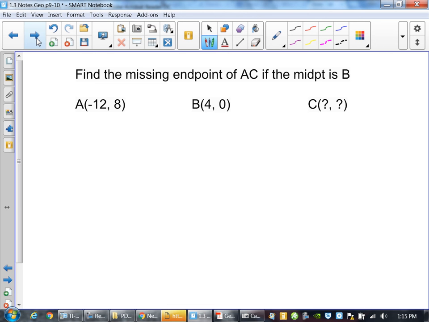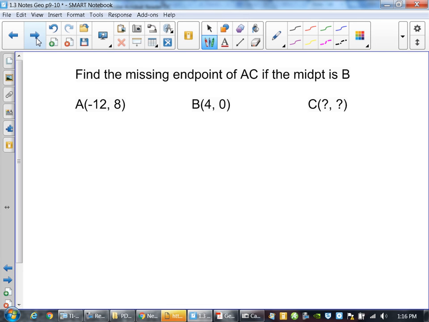Last one. Find the missing endpoint of AC if the midpoint is B. Remember, a lot of times they just change the language on you. They change the endpoint. They change the midpoint letters. That's all. But the process here doesn't change. And that's what's kind of cool about this. No matter what we do, the process to solve this problem is always the same.